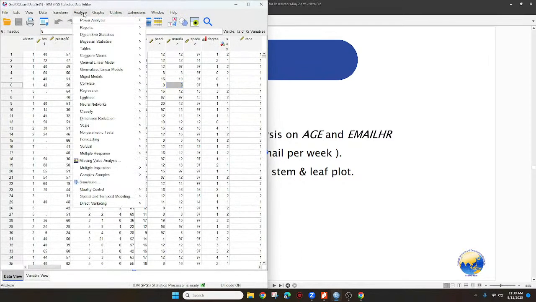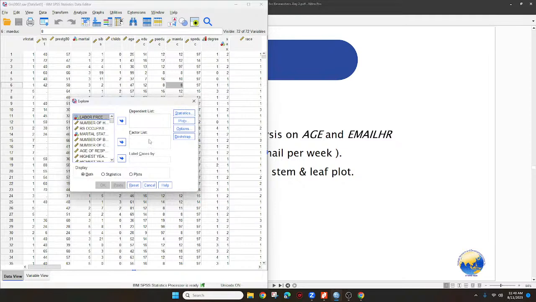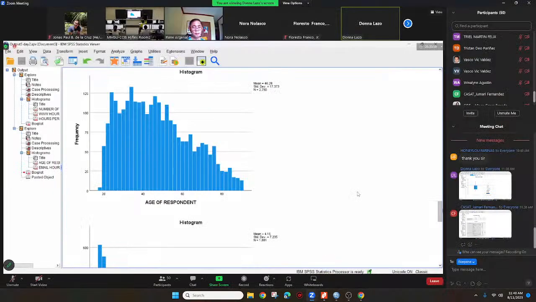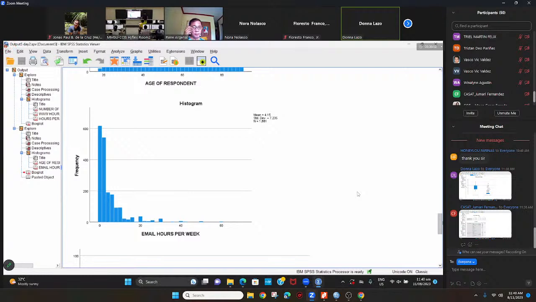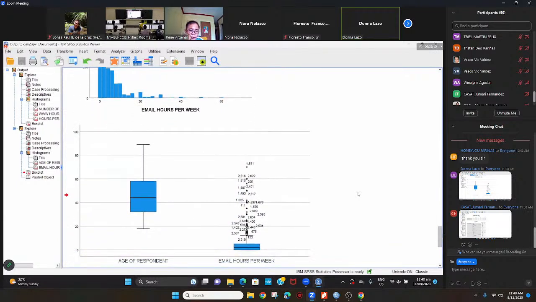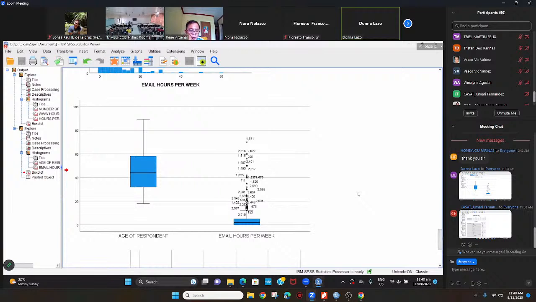Good afternoon. One minute, sir. So, this is the histogram for the frequency of the ages of the respondents, while this is the histogram for the email hours per week for the respondents, and this shows the plot for the age of respondents and email hours per week.